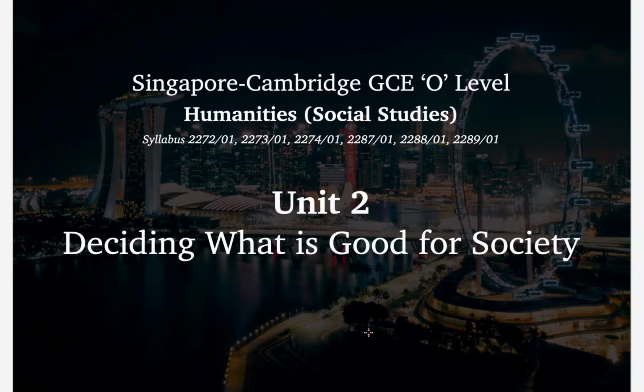Alright, this time we're going to continue with our social studies and we're going to talk about Unit 2 of Issue 1, which is deciding what is good for society, which is essentially part of the Citizenship and Governance issue.